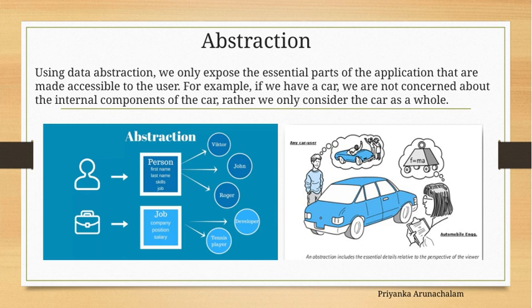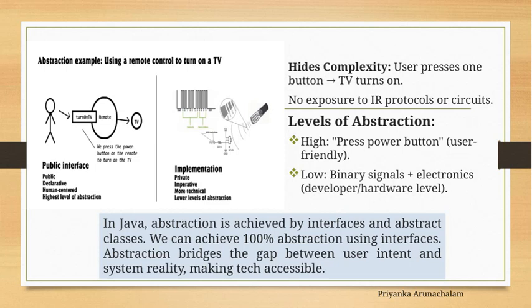So, abstraction is all about focusing on what really matters and hiding the complexity behind the scenes, which is a key concept in designing effective applications. In Java, abstraction is mainly achieved through interfaces and abstract classes, and interestingly, we can achieve full 100% abstraction just by using interfaces. The main idea here is that abstraction helps bridge the gap between what the user intends to do and what actually happens behind the scenes in the system. It makes technology more accessible and easier to use.